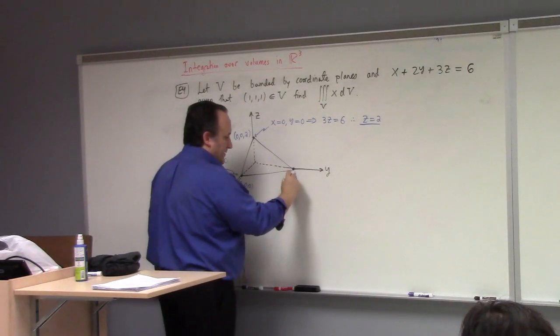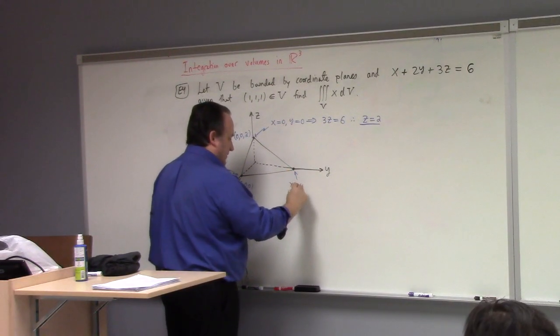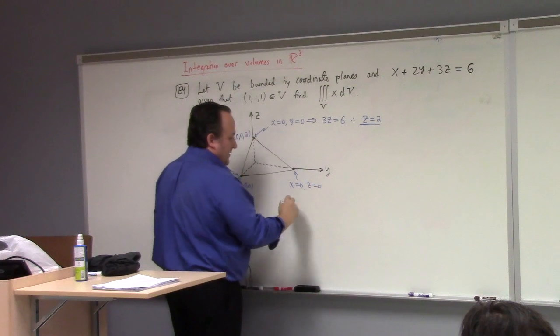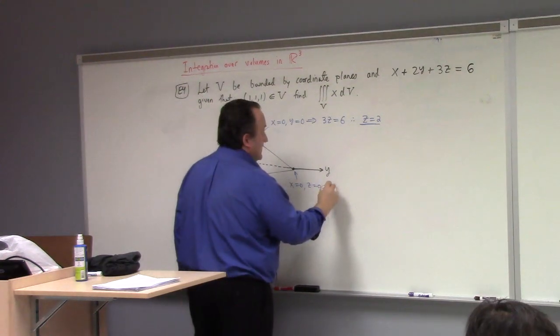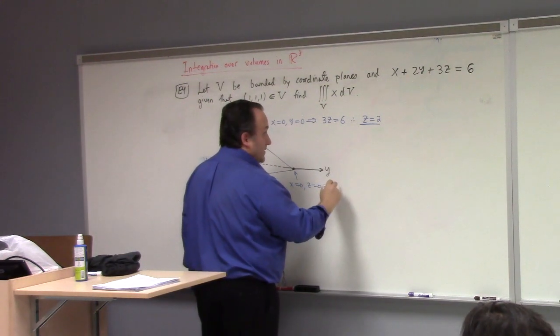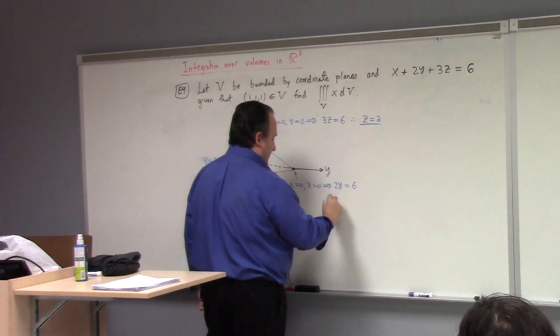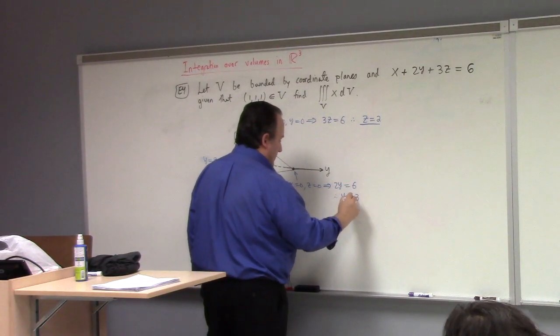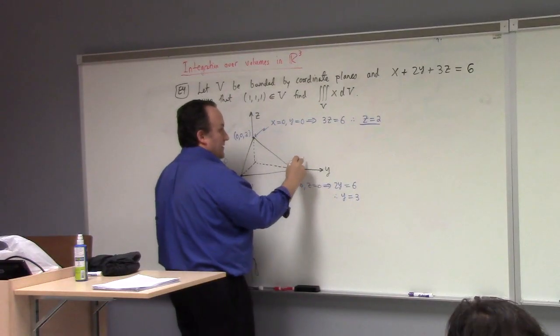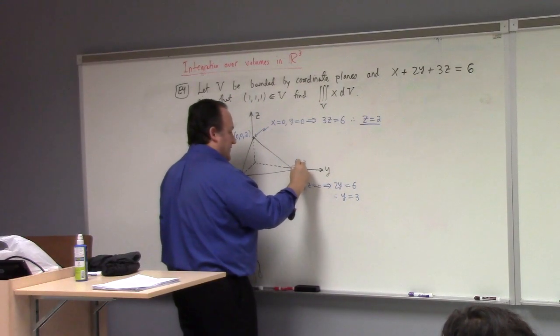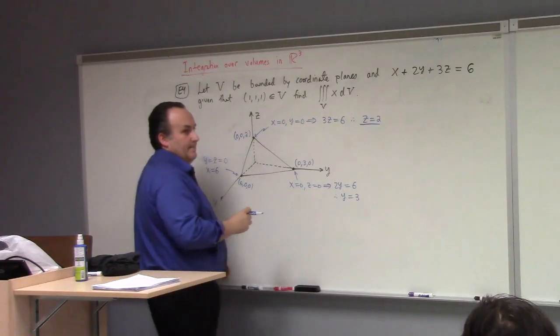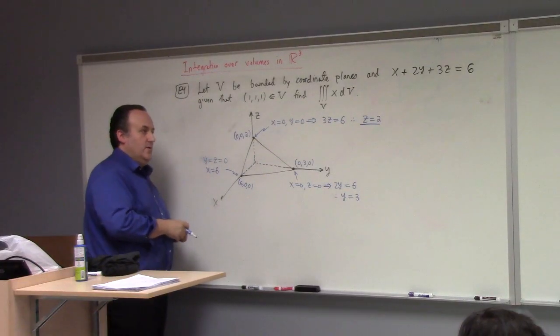Now this point right here has x equals 0 and z equals 0. And when I plug that data into the plane equation, I get 2y is equal to 6. Therefore, y is equal to 3. So this point is 0, 3, 0. Right? Okay.